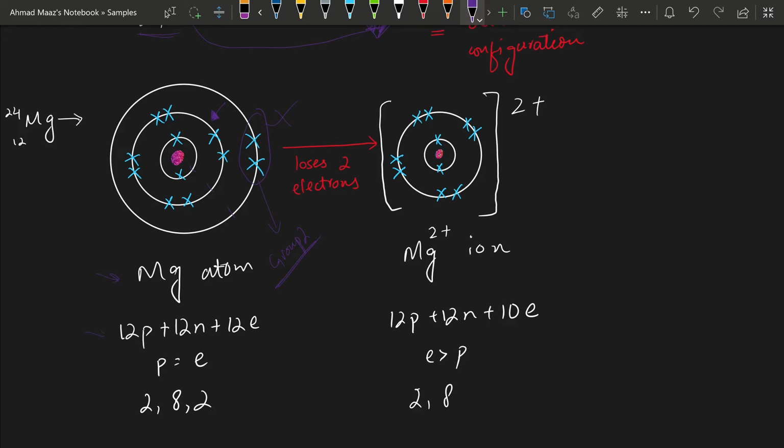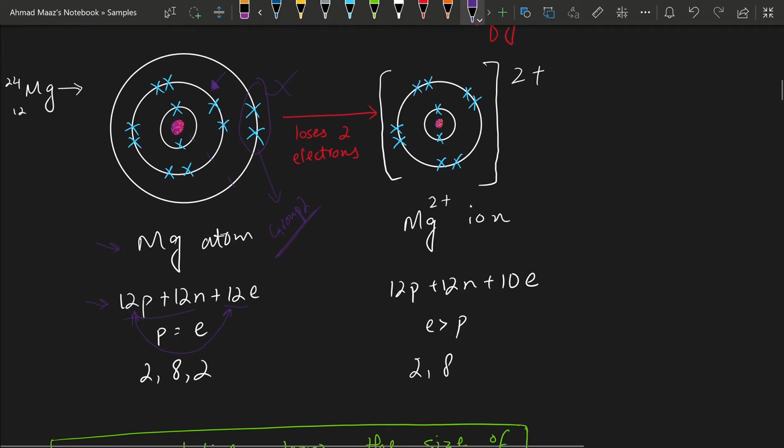This magnesium atom has 12 protons, 12 neutrons, and 12 electrons. Number of protons and electrons are equal in magnesium atom. All atoms have an equal number of protons and electrons, and the electronic configuration is 2, 8, 2. This 2 is not what magnesium needs. Magnesium needs 8 electrons.